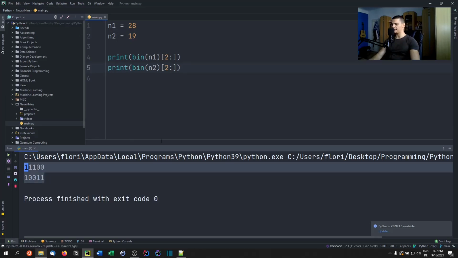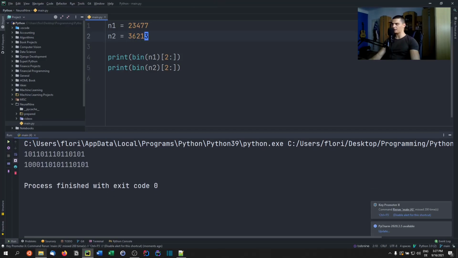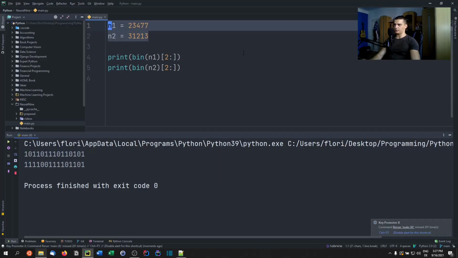And then we only get the binary digits here. So let's just choose some random numbers. Let's go with 23,477 and 36,213, for example. If I now represent these numbers in binary, okay, one is longer than the other, so let's just make this a little bit smaller, maybe 31,000, so that they have the same length. Those are now the two binary representations of these numbers.